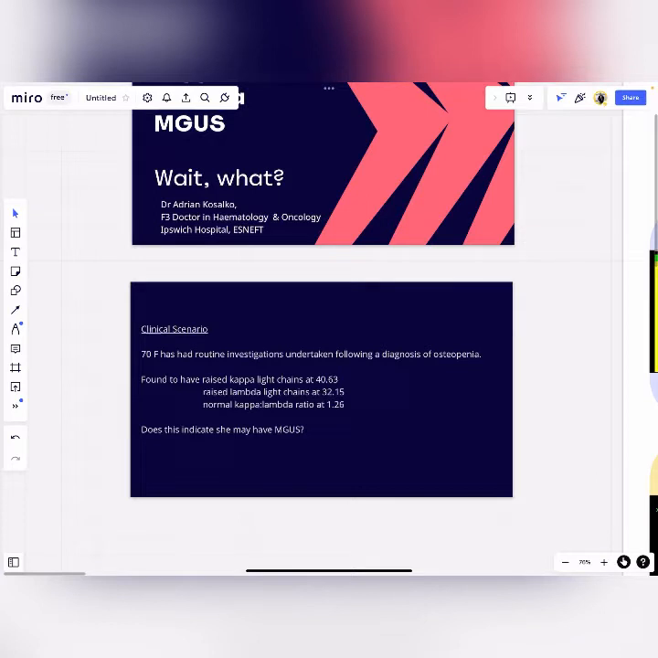To be able to answer this question, we need to understand why light chains are raised and why we calculate the ratio. Also, what tests need to be performed to confirm a diagnosis of MGUS?